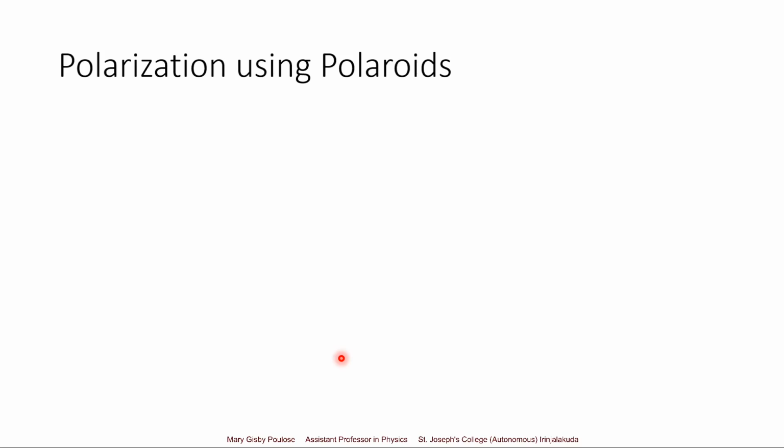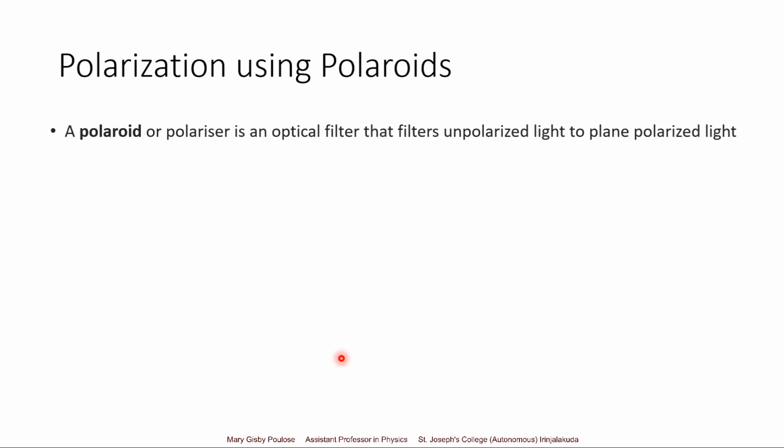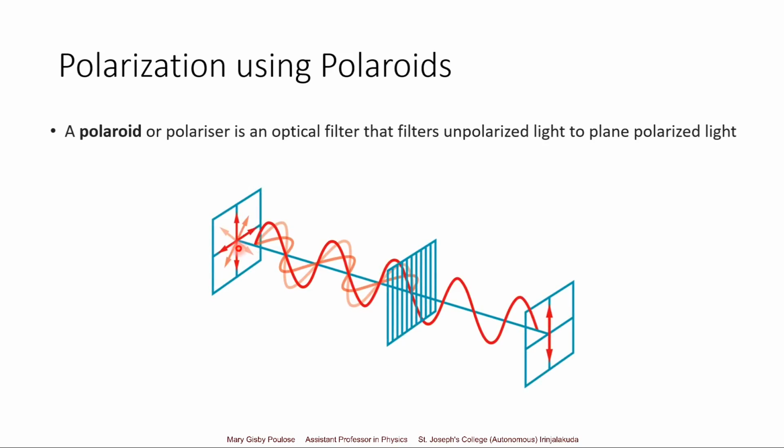Now the next method of producing polarization is by using Polaroids. A Polaroid or a polarizer is an optical filter that filters unpolarized light to produce plane polarized light. If we have unpolarized light, the electric field vector is varying randomly. It is passed through this Polaroid or polarizer, and only those electric field vectors that are parallel to the transmission axis will be allowed to pass through. Hence, by confining the electric field vectors, we get plane polarized light.